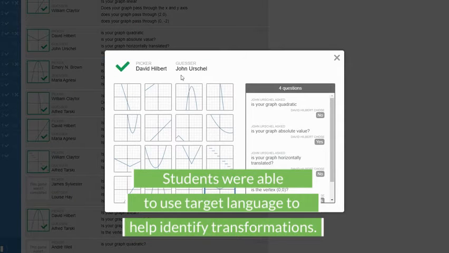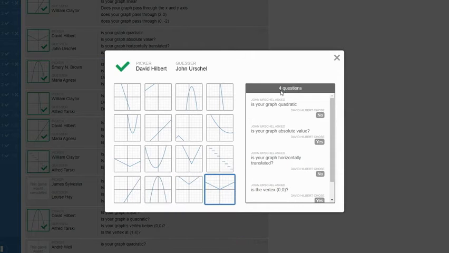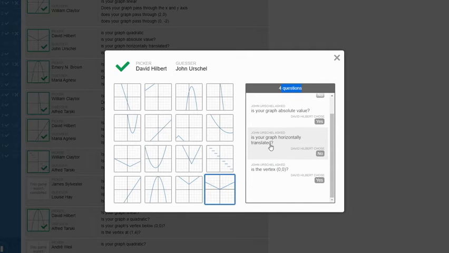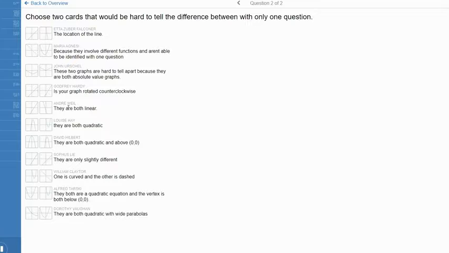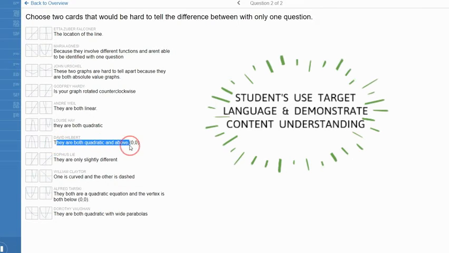Okay, so this pair was able to find their graph in 4 questions. So family first: quadratic, absolute value, and then we asked here, is it horizontally translated? It was no, and so the vertex is at 0, 0, and so he knew that it was this one here. So this one said they're both linear, this one said they're both quadratic, this one is even more specific, they're both quadratic and above 0, 0.